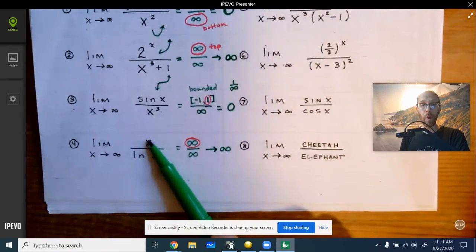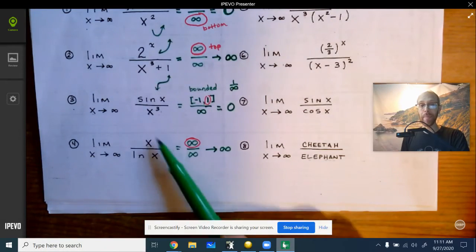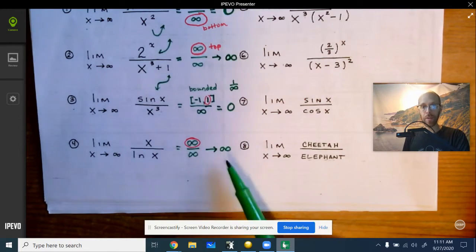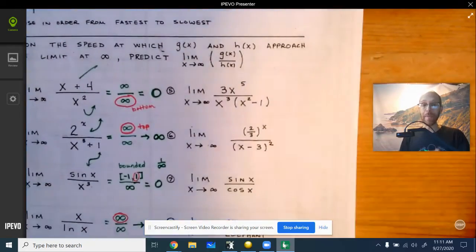Answer is that both x and natural log x go to infinity, but x gets there faster. So overall, the top is growing faster. It's going to infinity. Try number 5 on your own.